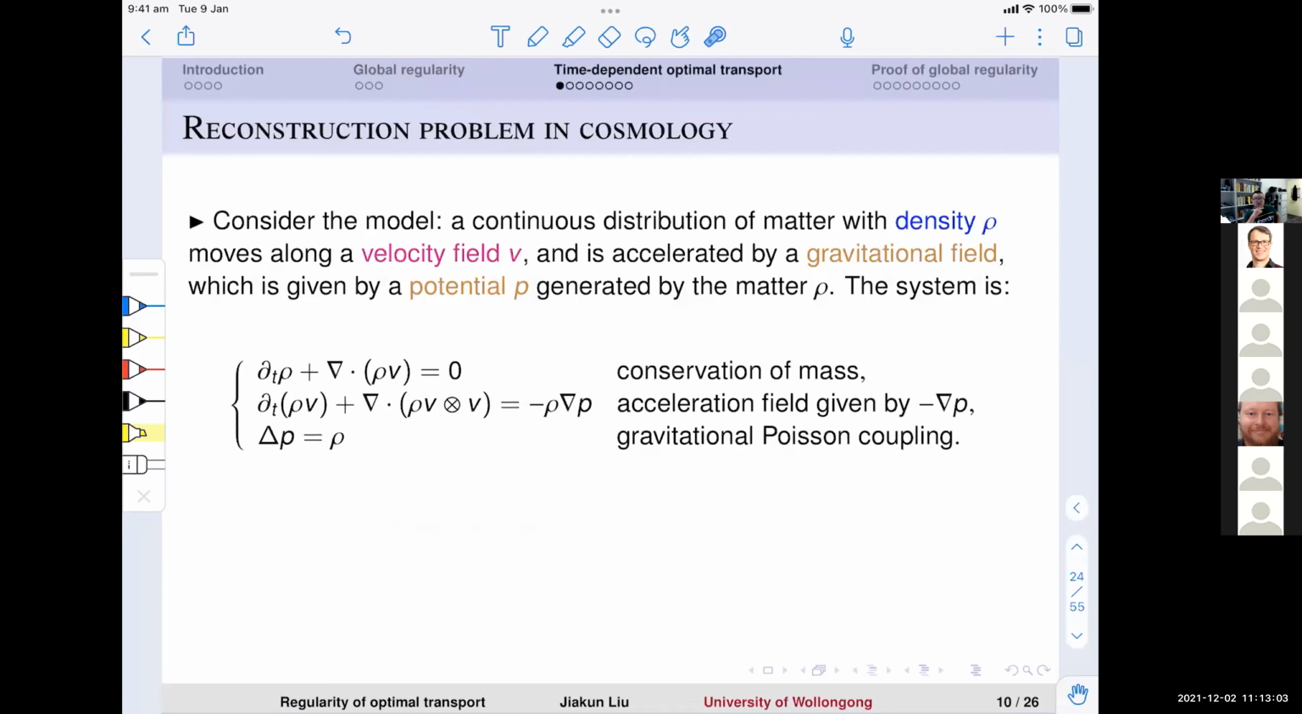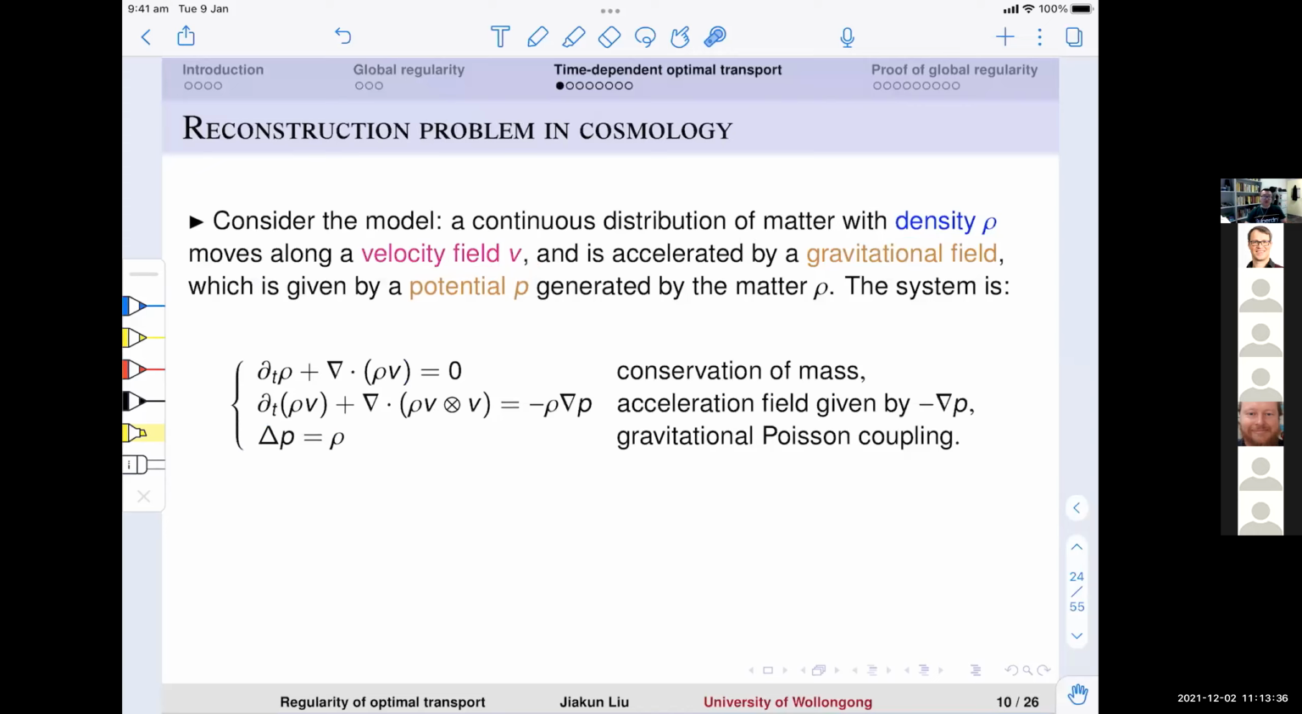And what we are going to do with Grégoire Loeper is use optimal transport to understand how our universe is evolving. Okay, so we consider the following model. We assume we have some distribution of matter with density rho. You can imagine it's the density of the stars in the sky, the planets, the stars, and they are moving along a velocity field, which is given by V, a vector field.